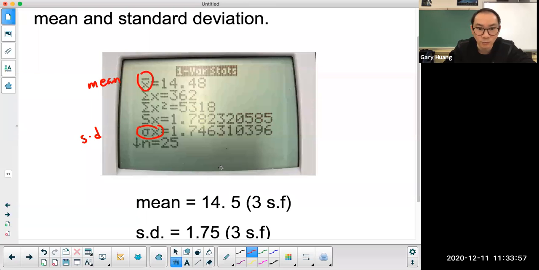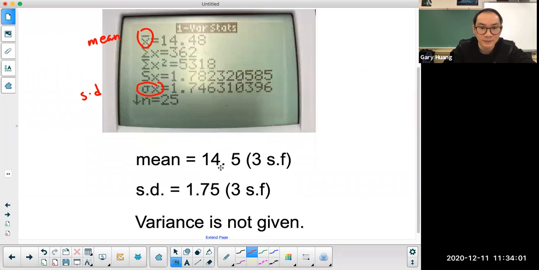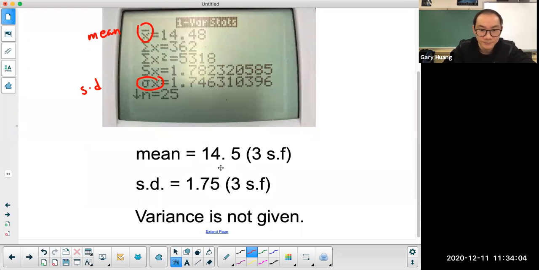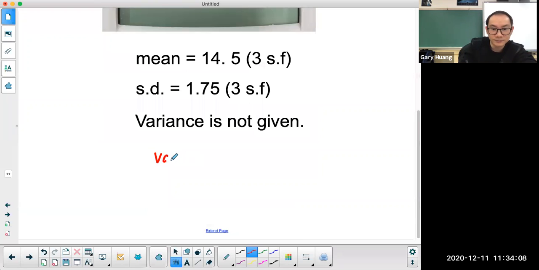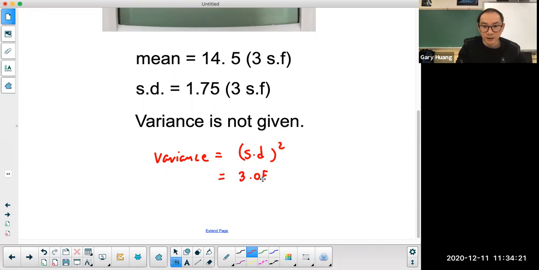Now you may ask, where is the variance? Well, the variance is not directly given by the graphing calculator. However, the variance is equal to the square of the standard deviation. So you just take whatever you have for the standard deviation and square it. And rounding off to 3 sig figs, I get 3.05.